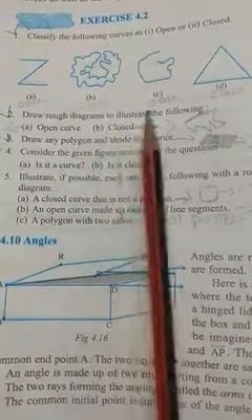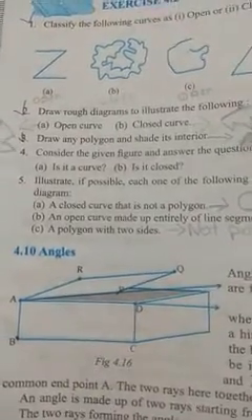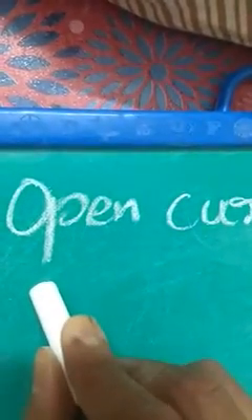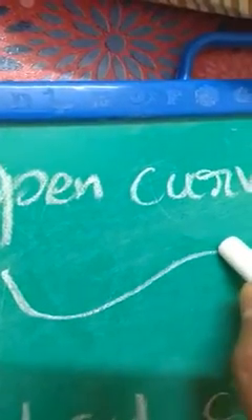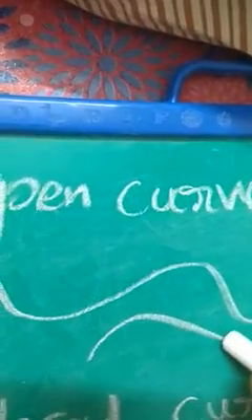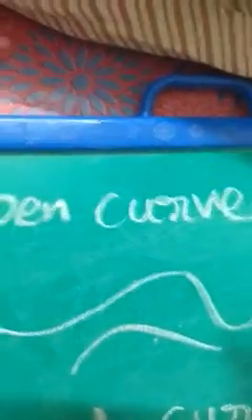Question number 2. Draw rough diagrams to illustrate the following: open curve and closed curve. Just as I have shown now, like that you have to draw an open curve and a closed curve. Open curve. From a point you start drawing without using a scale or any ruler. So this is said to be an open curve. You can draw like this also. This is an open curve. So these are open curves.